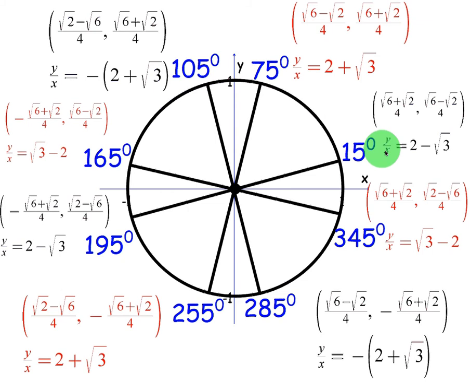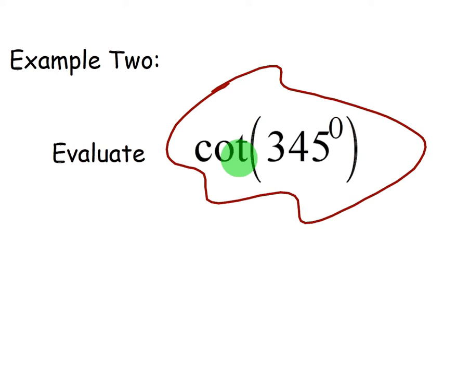Cotangent's x over y. So we can just do the reciprocal of 2 minus square root of 3, i.e. 1 over 2 minus square root of 3, and simplify that. I think that's easier than trying to remember all the cotangent values on this enhanced unit circle. I certainly don't know them for the original unit circle, and you don't need to if you understand that reciprocal identity. So, we're going to follow the same steps we did in example 1 to figure out cotangent of 345.